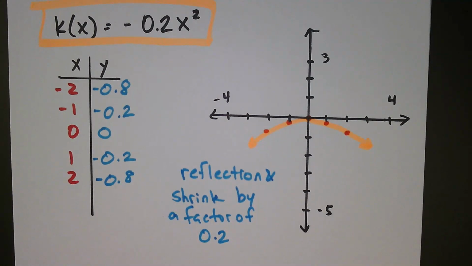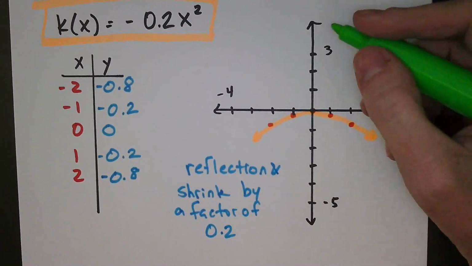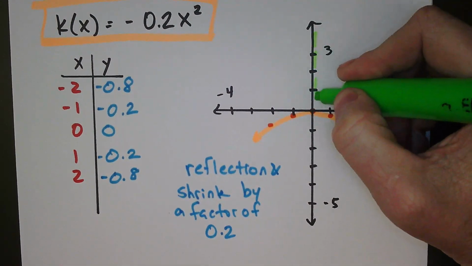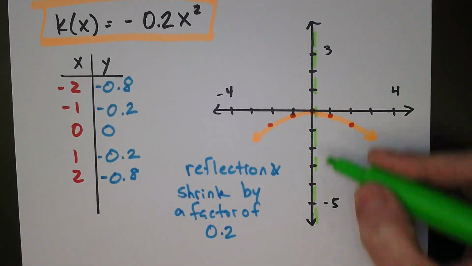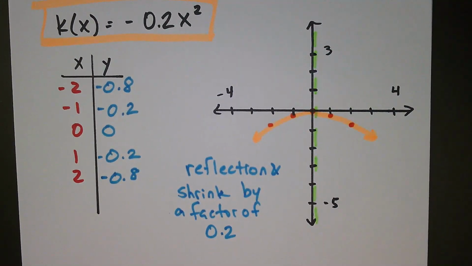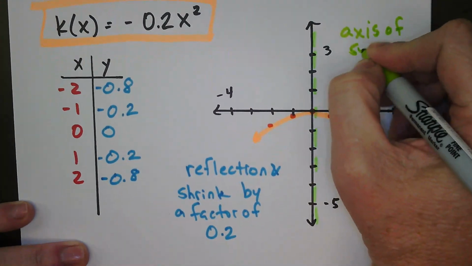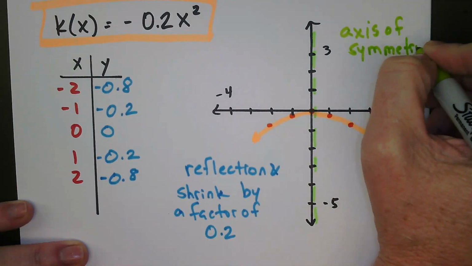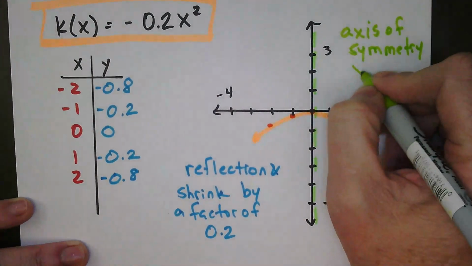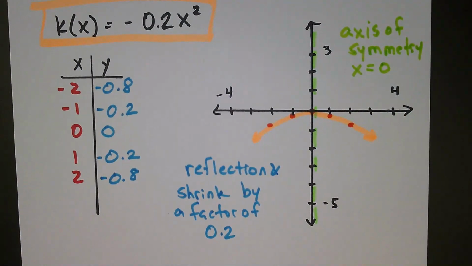I'll just mention a couple other things here. We have an axis of symmetry going right down the middle at the y-axis. So this is splitting that graph in half. So I can add that here to my notes. Axis of symmetry. And that is at the line x equals 0.